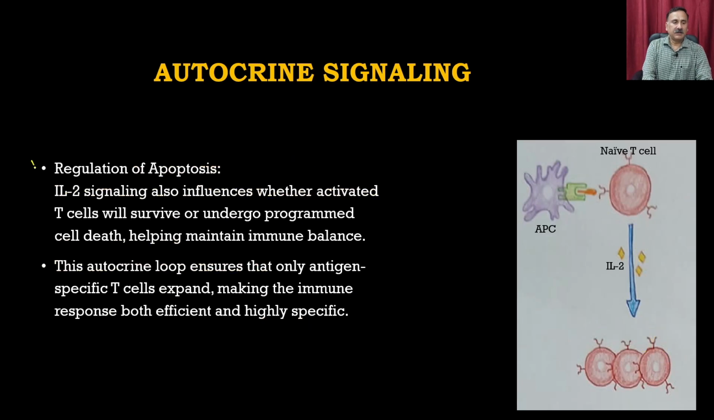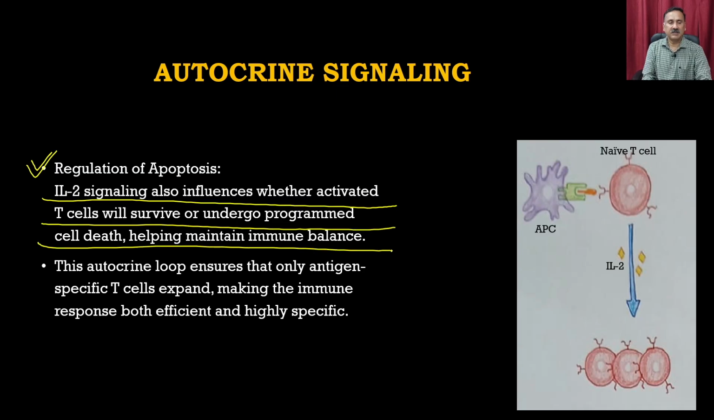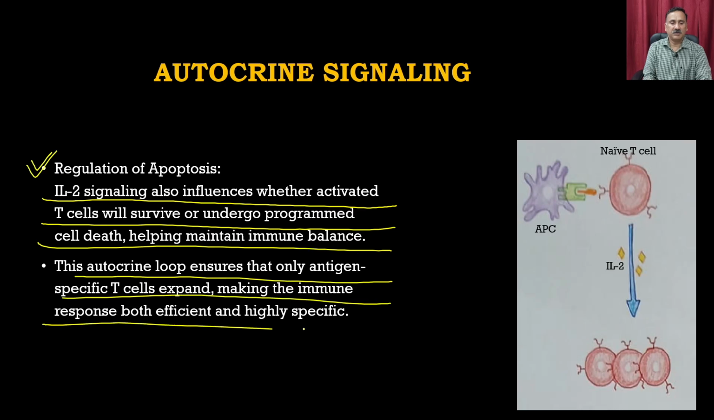And then there is another example, the regulation of apoptosis. IL-2 signaling also influences whether the activated T cell will survive or undergo programmed cell death, helping the immune balance. This autocrine loop ensures that only antigen specific T cells expand, making the immune response both efficient and highly specific, right? So this is just a single example of how autocrine signaling is helping the immune response, and how it is helping T cell activation as well as differentiation.